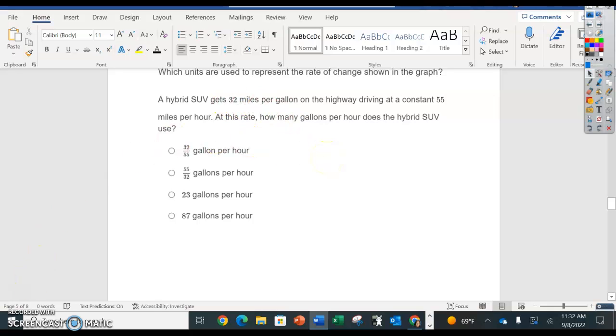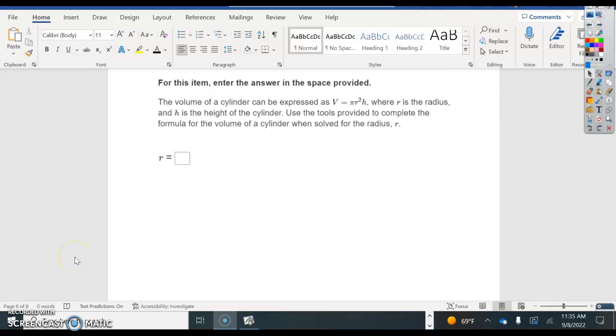All right, for this next question, it's asking you to solve for r. So it says for this item, enter the answer in the space provided. The volume of a cylinder can be expressed as V equals pi r squared h, where r is the radius and h is the height of the cylinder. Use the tools provided to complete the formula for the volume of a cylinder when solved for the radius. So when you solve for r, that means you're trying to get r by itself. Right now, V is by itself.